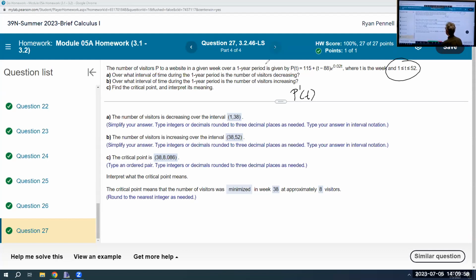Where is it decreasing? So you can find where this is less than 0. Where is it increasing? P prime of T is greater than 0. Where are the critical points? Critical point means the number of visitors is minimized at 38. Okay, I think it'll be okay.